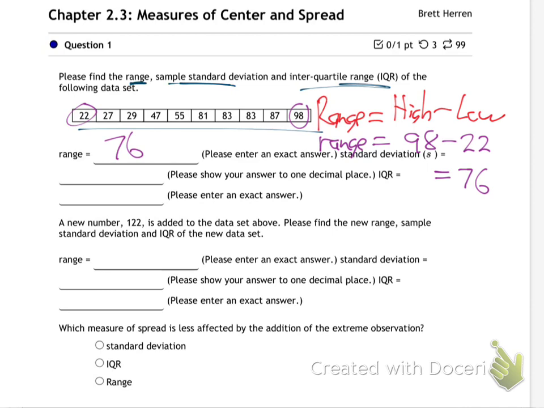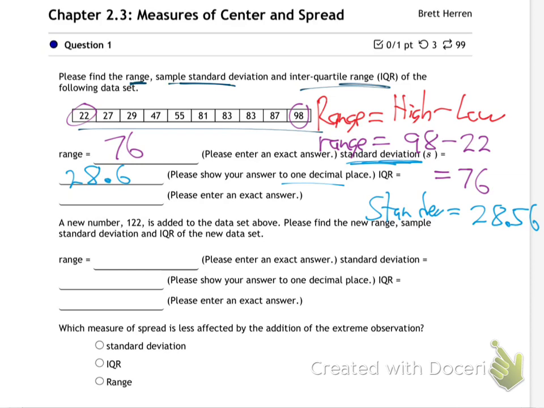And then it wants the standard deviation, which they want rounded to 1 decimal place. So I got 28.6. Rounded to 1 decimal place. We good with that? I got a standard deviation of 28.56, but then they want you to round it to 1 place.